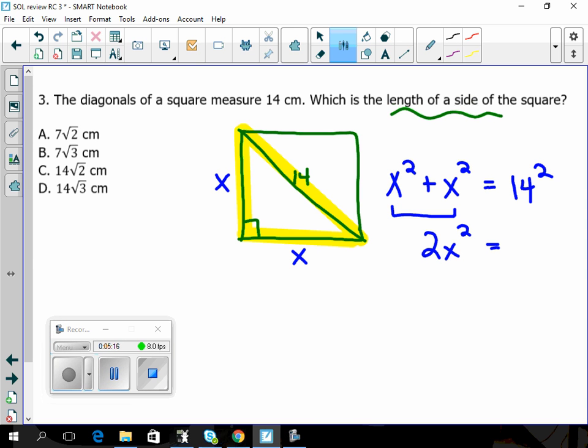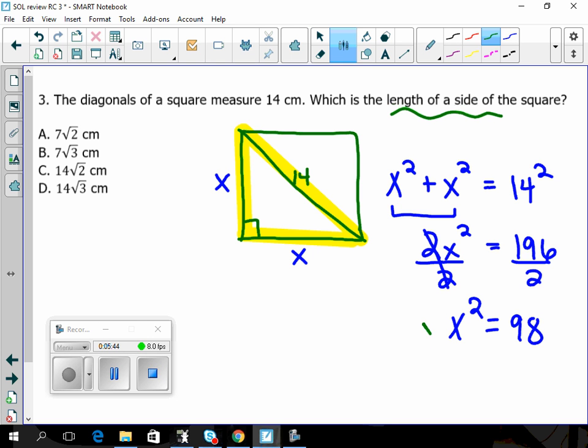14 squared is 196. And then in order to solve this, I need to divide both sides by 2. When I divide both sides by 2, I get 196 divided by 2, and I should get 98. And when I have x squared is equal to 98, in order to solve this for x, we have to take the square root of both sides, and the square root of 98 is approximately 9.9.